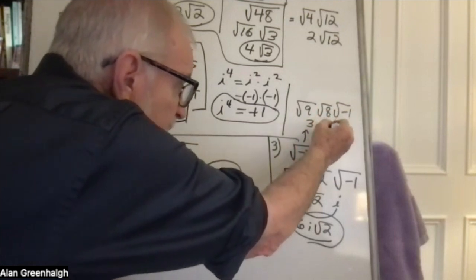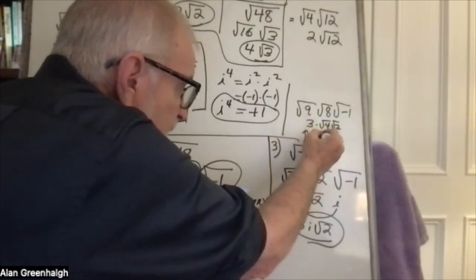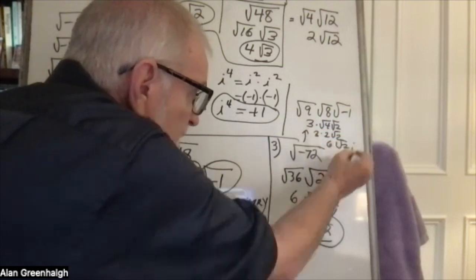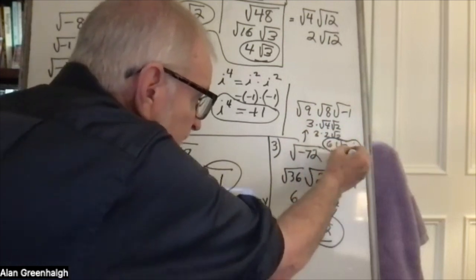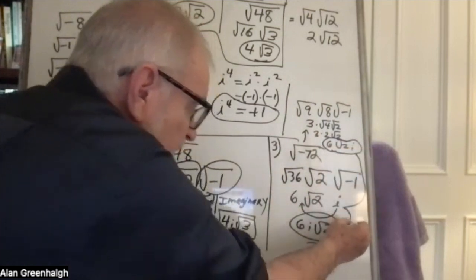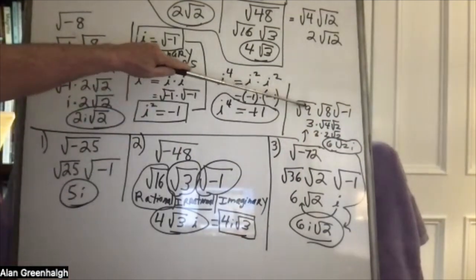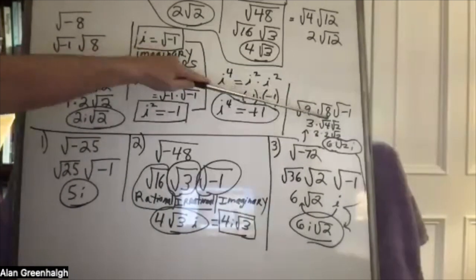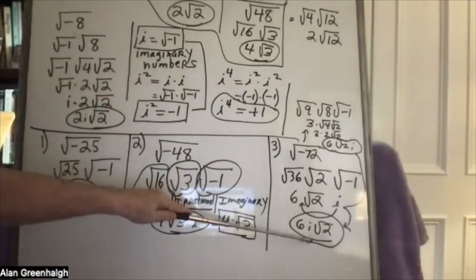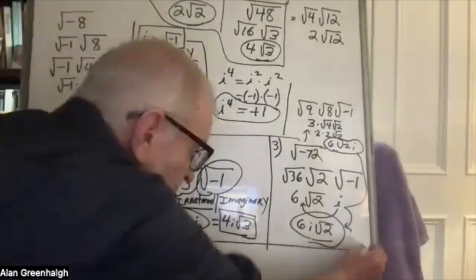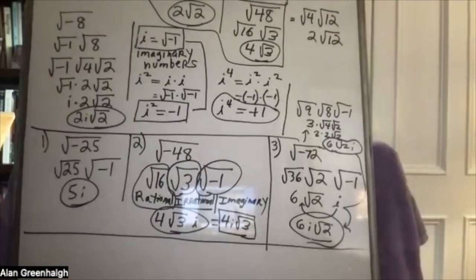You're going to have to simplify that also. And this becomes 3 times 2, which equals 6 times the square root of 2 times i. And this is exactly the same answer, but you had to go through an extra step. So you could use a smaller perfect square, but then you just have to do an extra step, but you always wind up with the same answer. And that is how you simplify a radical expression that has an imaginary number contained within it.